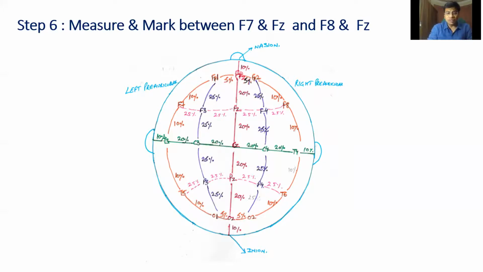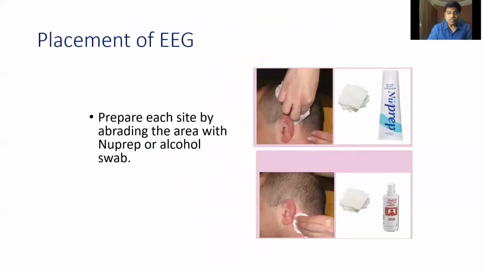Once we have found the EEG locations, we obviously need to prepare the skin for placing the electrodes. How do we prepare this? We need a good NuPrep cream and an earbud. Take the earbud, take some NuPrep, and clean the scalp to remove the dust, to have better impedance and better conductance for getting better EEG waveforms.